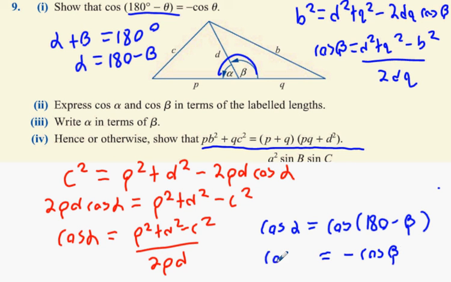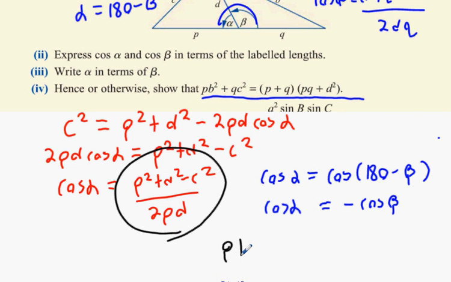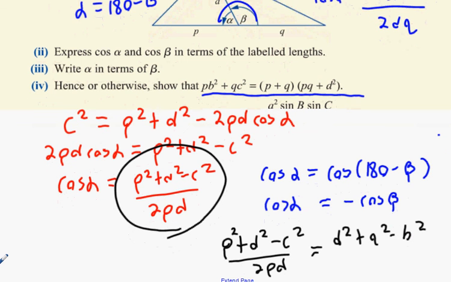beta, yeah? Now, how do we get rid of cos alpha and cos beta? What can I put in instead of them? P squared plus D squared minus all over. And then after that, what did we say earlier? D squared plus Q squared minus B squared all over. What is it? 2dq.